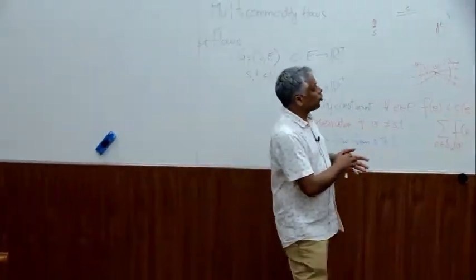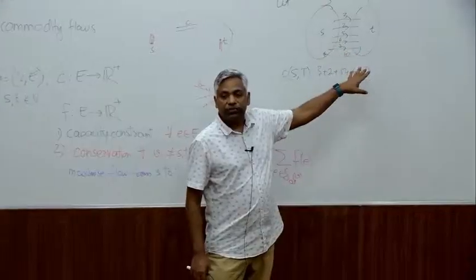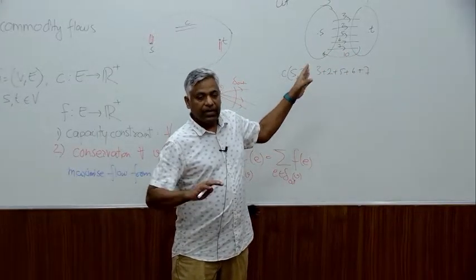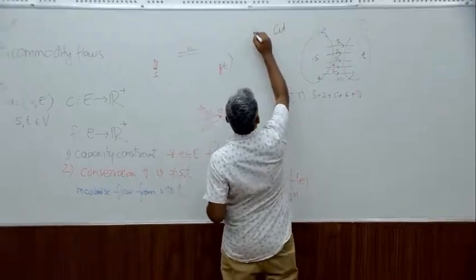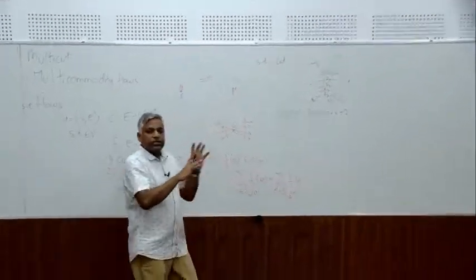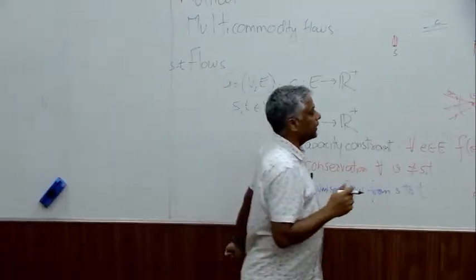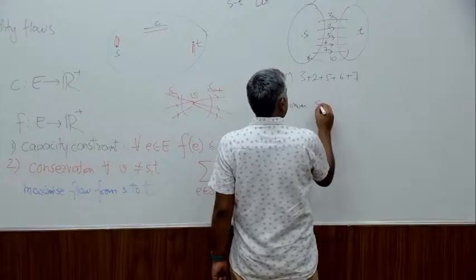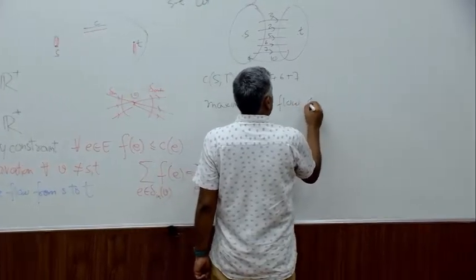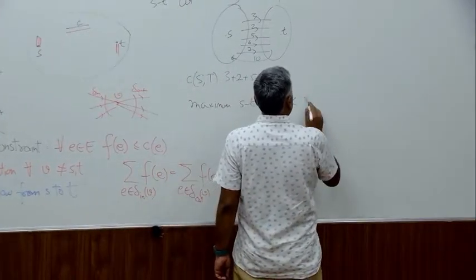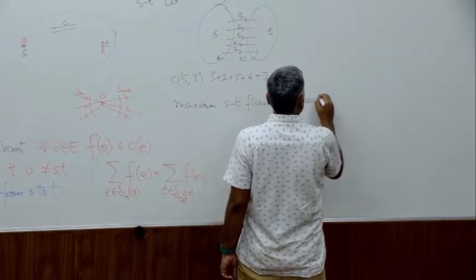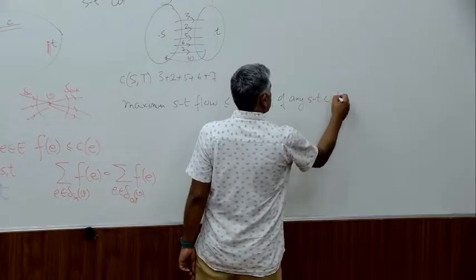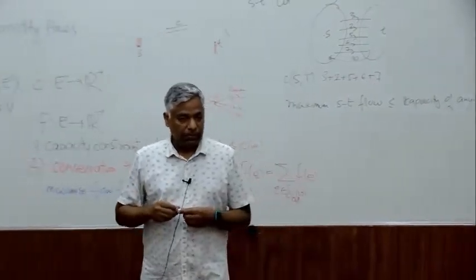No matter what you do, the amount of flow you can send from S to T cannot exceed the capacity of any cut, any ST cut. Such cuts are also called ST cuts. Why ST cuts? Because they are separating S and T, right? So the maximum ST flow is always less than or equal to the capacity of any ST cut, right? She just proved it. It's clear, right?